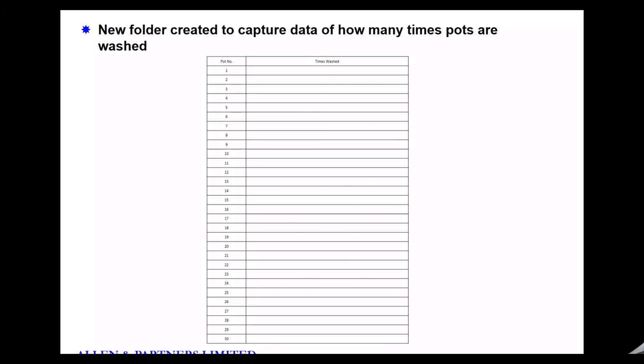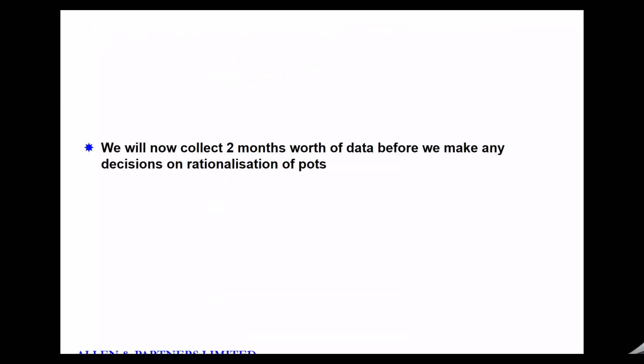There's also a tally chart. What this is going to do is a little 5-bar gate. How many times does the pot get washed? In other words, how many times are we using this thing? They're going to collect 2 months of data before we make any decisions about rationalizing pots.